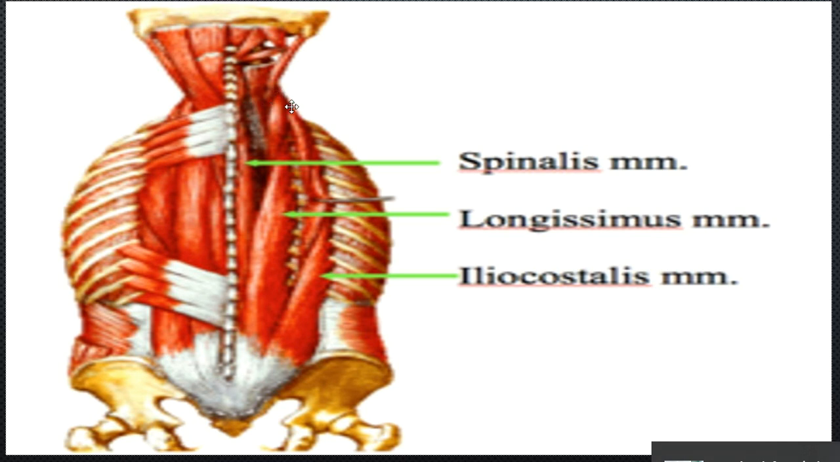The erector spinae is a complex system, divided into three: the spinalis muscle, longissimus muscle, and iliocostalis muscle. The erector spinae is the strongest muscle of the back. Here is the origin, and it extends upward and lies along the entire length of the spine, reaching the skull. Here it reaches.